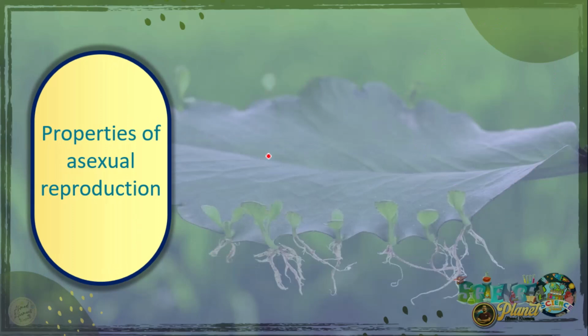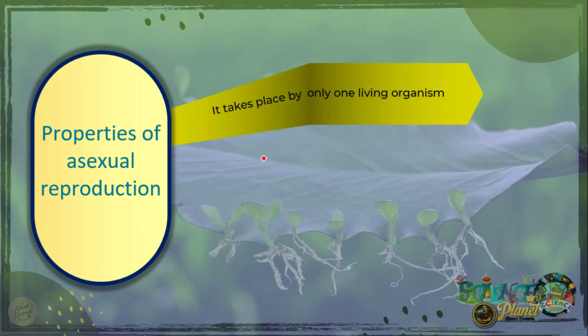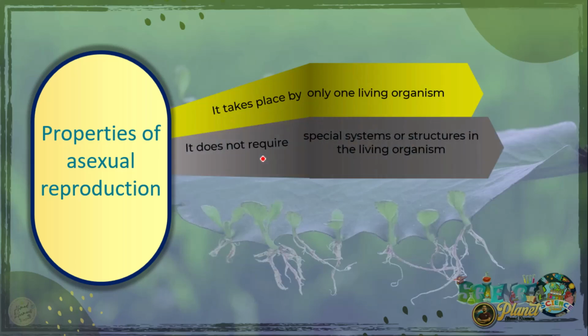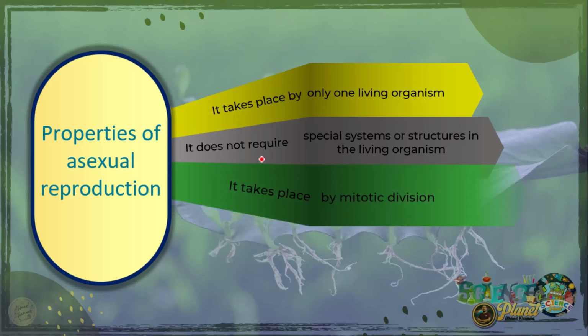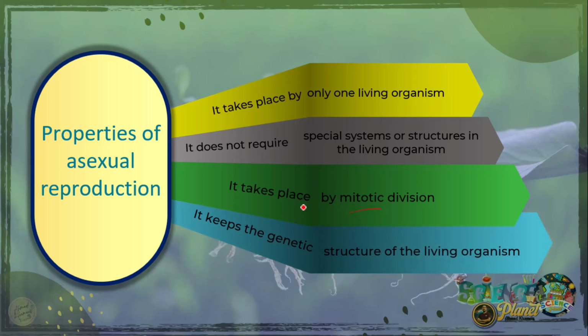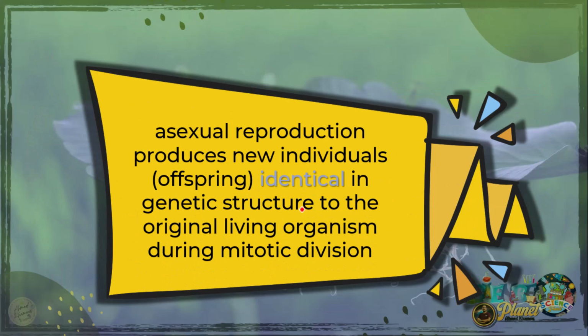And the properties of asexual reproduction are that it takes place by only one living organism. It doesn't require a special system or special organs to produce gametes. It takes place by mitotic division, and it keeps the genetic structure of the living organism intact. It doesn't change the genetic makeup of the living organism. And asexual reproduction produces new individuals identical in genetic structure to the parent because it happens by mitotic division.